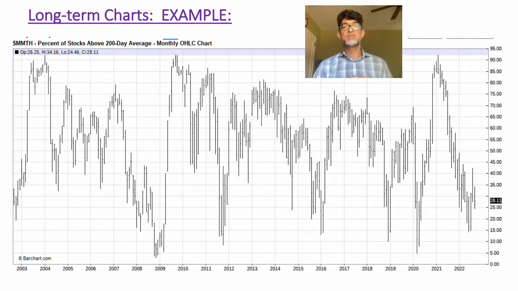Now here's an example of a long-term chart. This is one of my favorite charts. This is the percentage of stocks that are above their 200-day moving average. And this doesn't give many signals. To me, it gives a really good signal when we're 10% or below. And we saw that in March 2020. We saw that at the end of 2018. And during the great financial crisis of 2008, we not only went below 10%, but we stayed there for quite a long time.